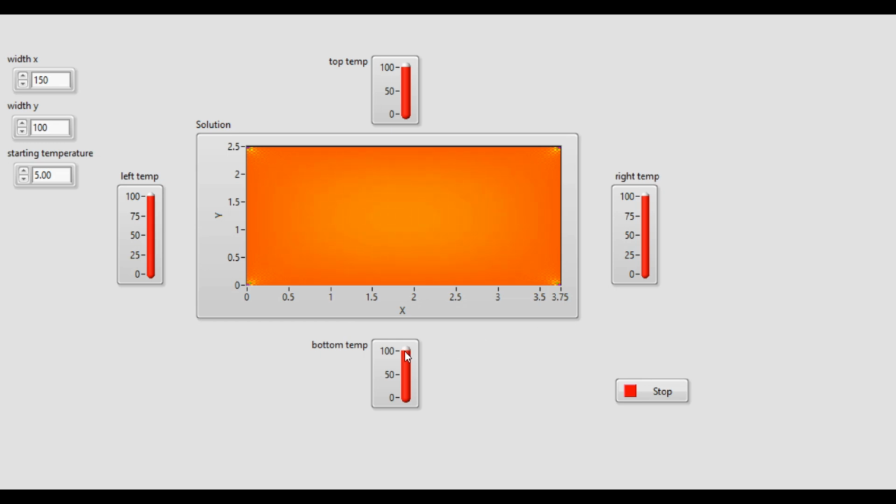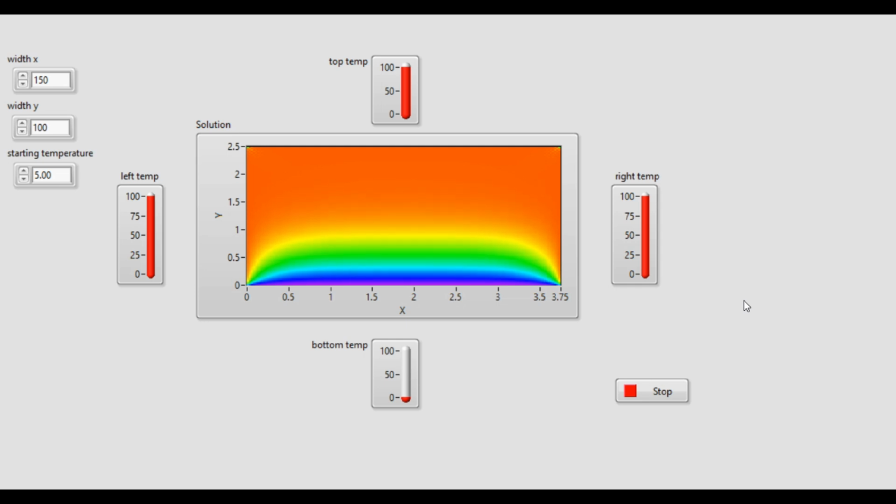Heat transfer. The heat transfer occurs through conduction, as the metal plate allows heat to move from high temperature regions to low temperature regions. Equilibrium. Eventually, the plate will reach thermal equilibrium, where the temperature distribution becomes stable, and no further changes occur.